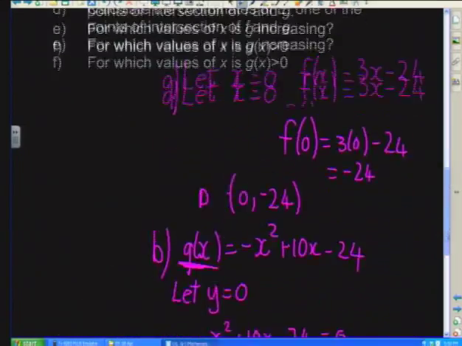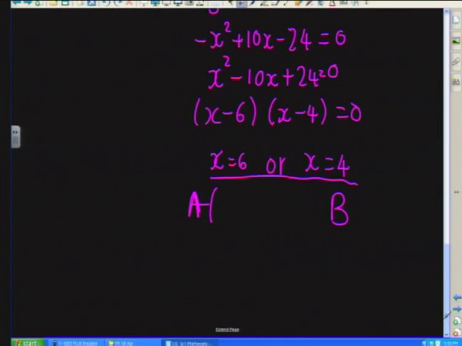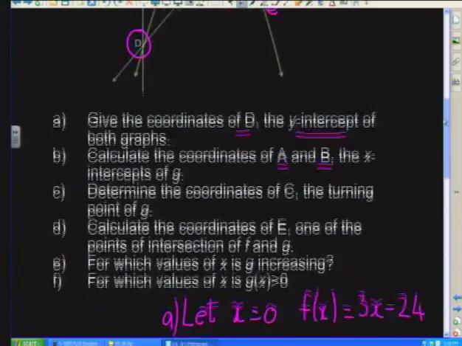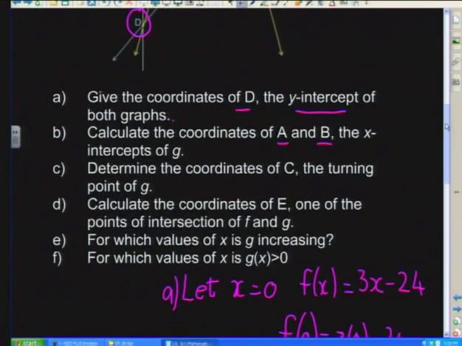So therefore A is going to be the point (4, 0), and B is going to be the point (6, 0). Okay, all right, the next part. So far, easy stuff, finding x-intercepts and y-intercepts. The next one says, determine the coordinates of C, the turning point of g.